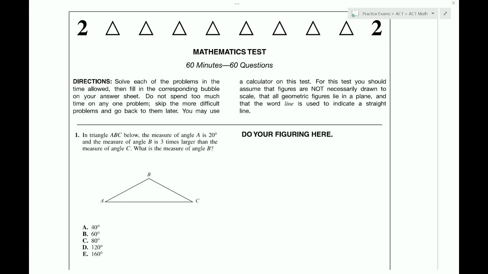Okay, so today we're going to have a look at Test 10 of the McGraw-Hill 10 Practice Tests.